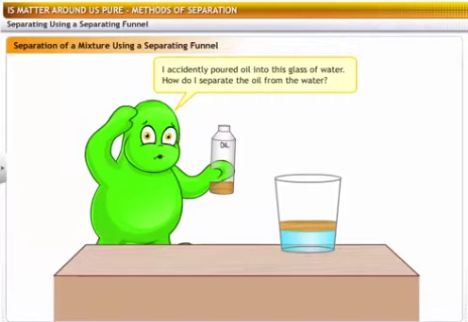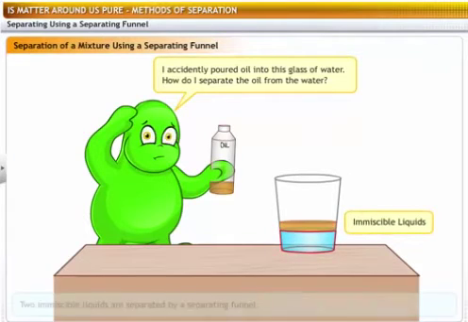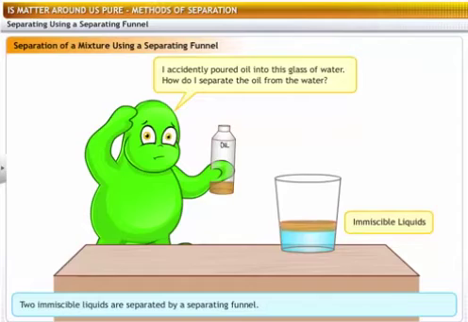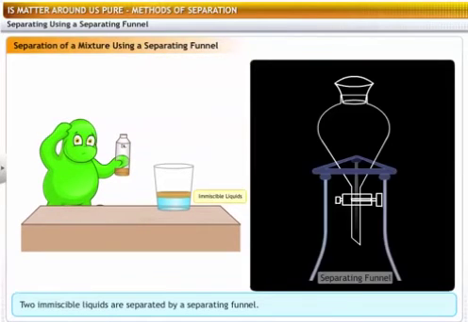I accidentally poured oil into this glass of water. How do I separate the oil from the water? When two liquids do not mix, they form two separate layers and are known as immiscible liquids. These two liquids can be separated by using a separating funnel.